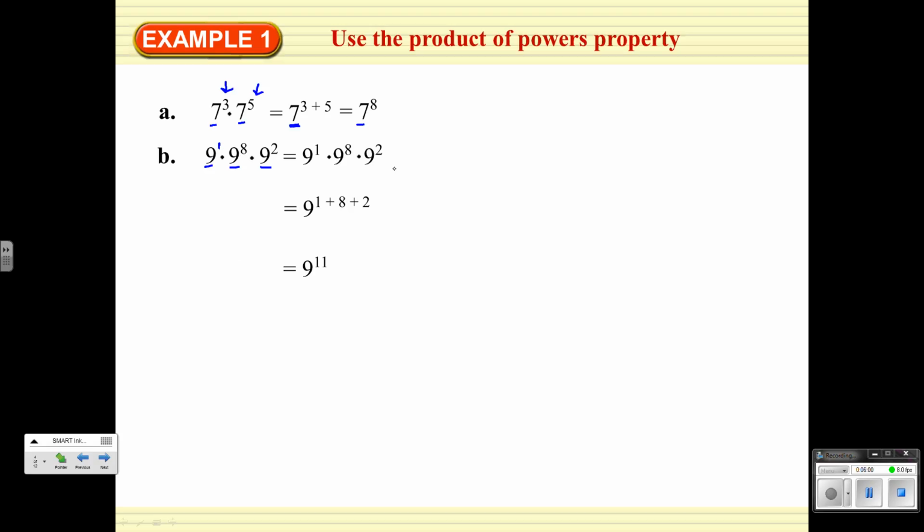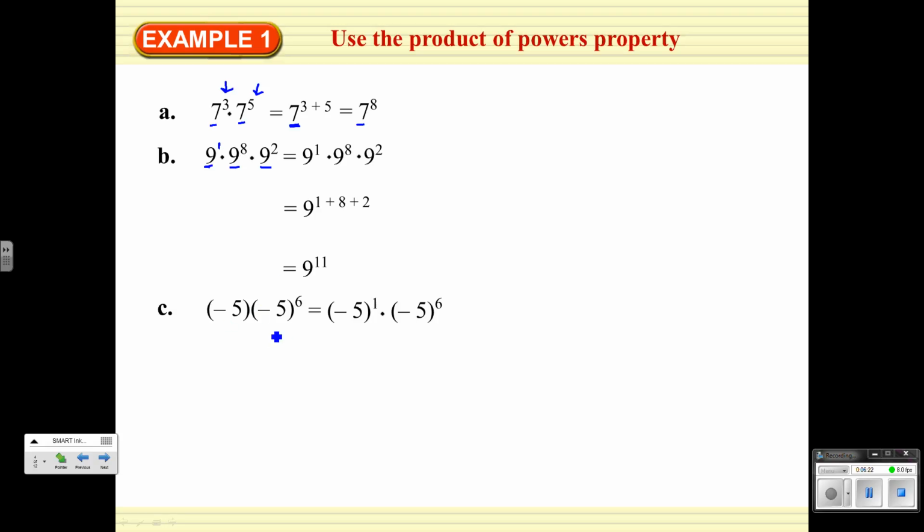This right here, you do not have to do if you do not want to as part of your steps. You can do like I did, as long as you can identify your base, write it, and then add all your exponents. Because there's 1 9 here, 8 here, and 2 9s here, for a total of 11 9s being multiplied together. Okay, next example.